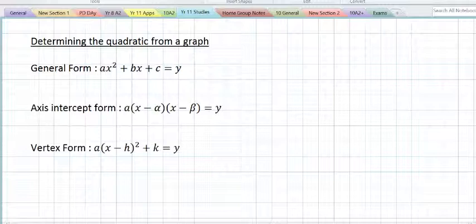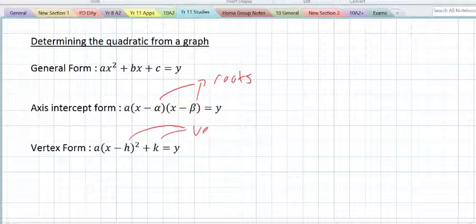Now, I guess at this stage it's useful to remind ourselves that alpha and beta are the roots. Yeah? And that h and k form a vertex at (h, k).